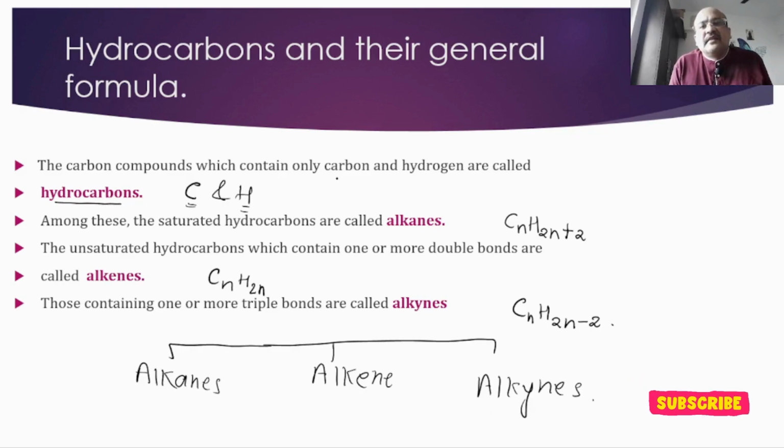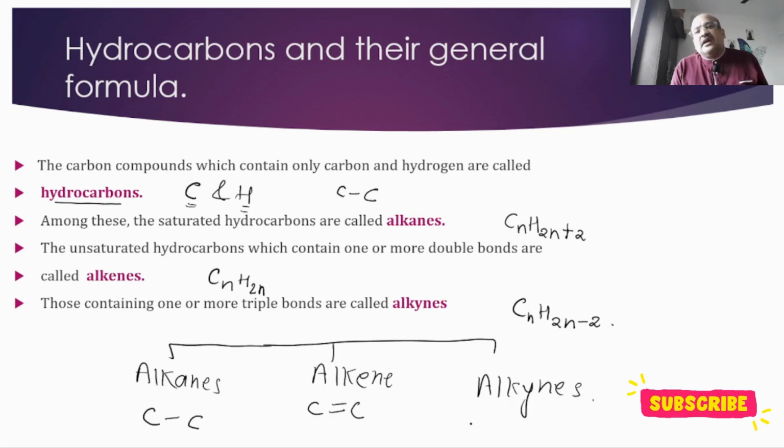You'll see that we have already seen the power of catenation. So we know that there can be a single bond between carbon and carbon. If there is a single bond between carbon and carbon, these hydrocarbons are called alkanes. If there is a double bond between carbon, these are called alkenes. And if there is a triple bond between carbon, these are called alkynes.